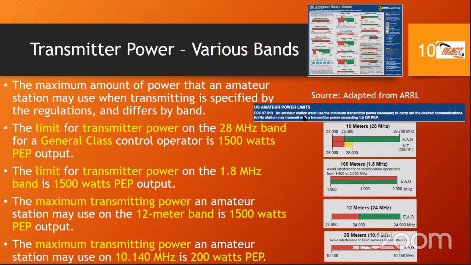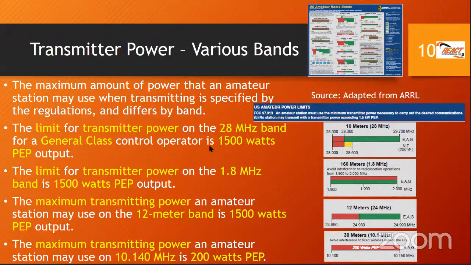But we just need to know that all of the power limits, the maximum power outputs that we are talking about, is peak envelope power, not average power, it's PEP. All right, so for the 28 megahertz band, we can do a maximum of 1,500 watts as a general class operator.